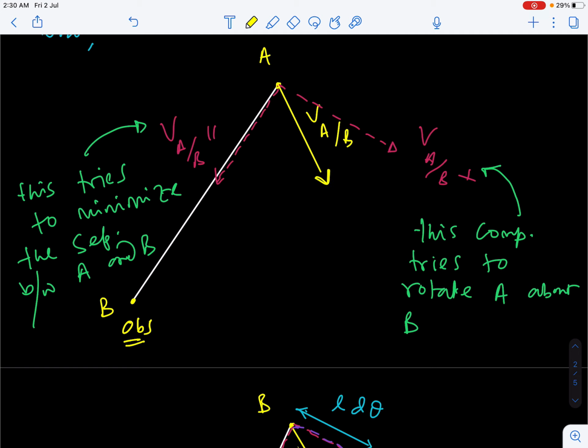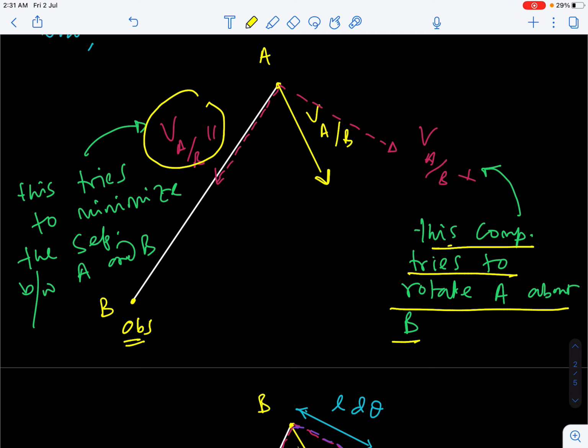It will have two components. One is perpendicular to the line joining AB, and the other is parallel to the line joining AB. Correct? Fine. These two have different roles to play. As I've written over here, VAB, this component always tries to rotate point A about B. And this parallel component is towards point B. So what is it trying to do?